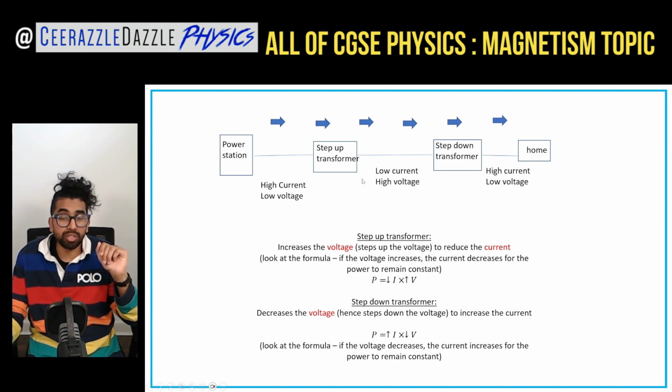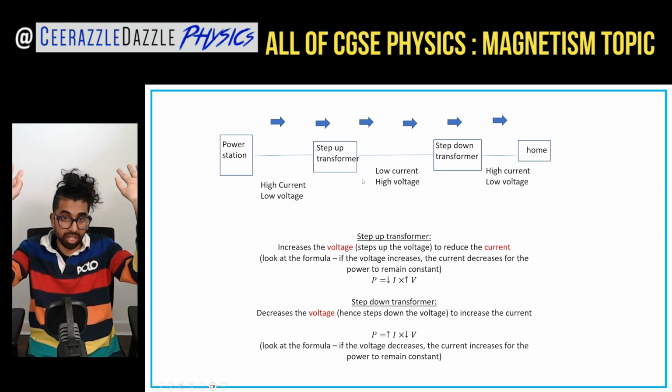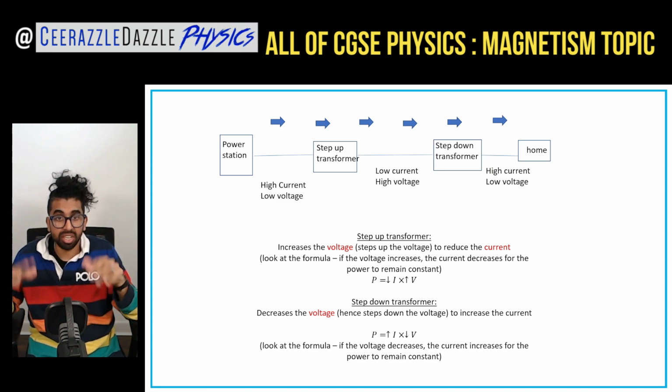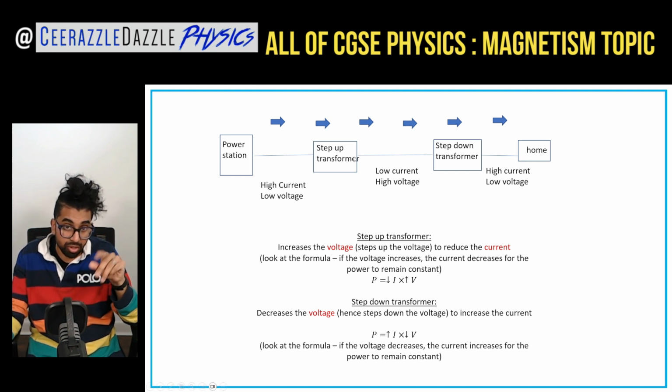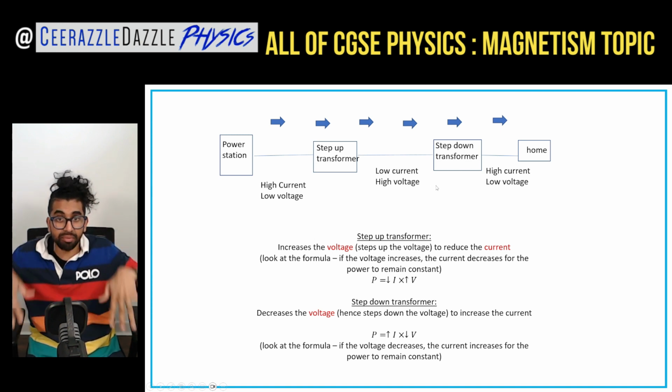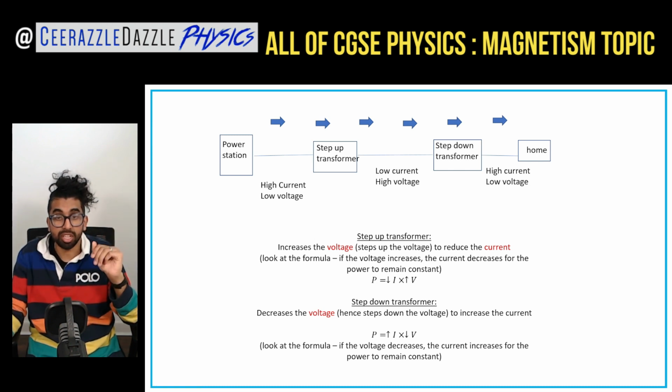The step-up transformer is going to step up the voltage to reduce the current. So it steps up the voltage to reduce the current. And therefore, the electricity is transmitted at low current but high voltage. Then when it gets to the step-down transformer, it's going to step down the voltage to increase the current. So it steps down the voltage to increase the current.